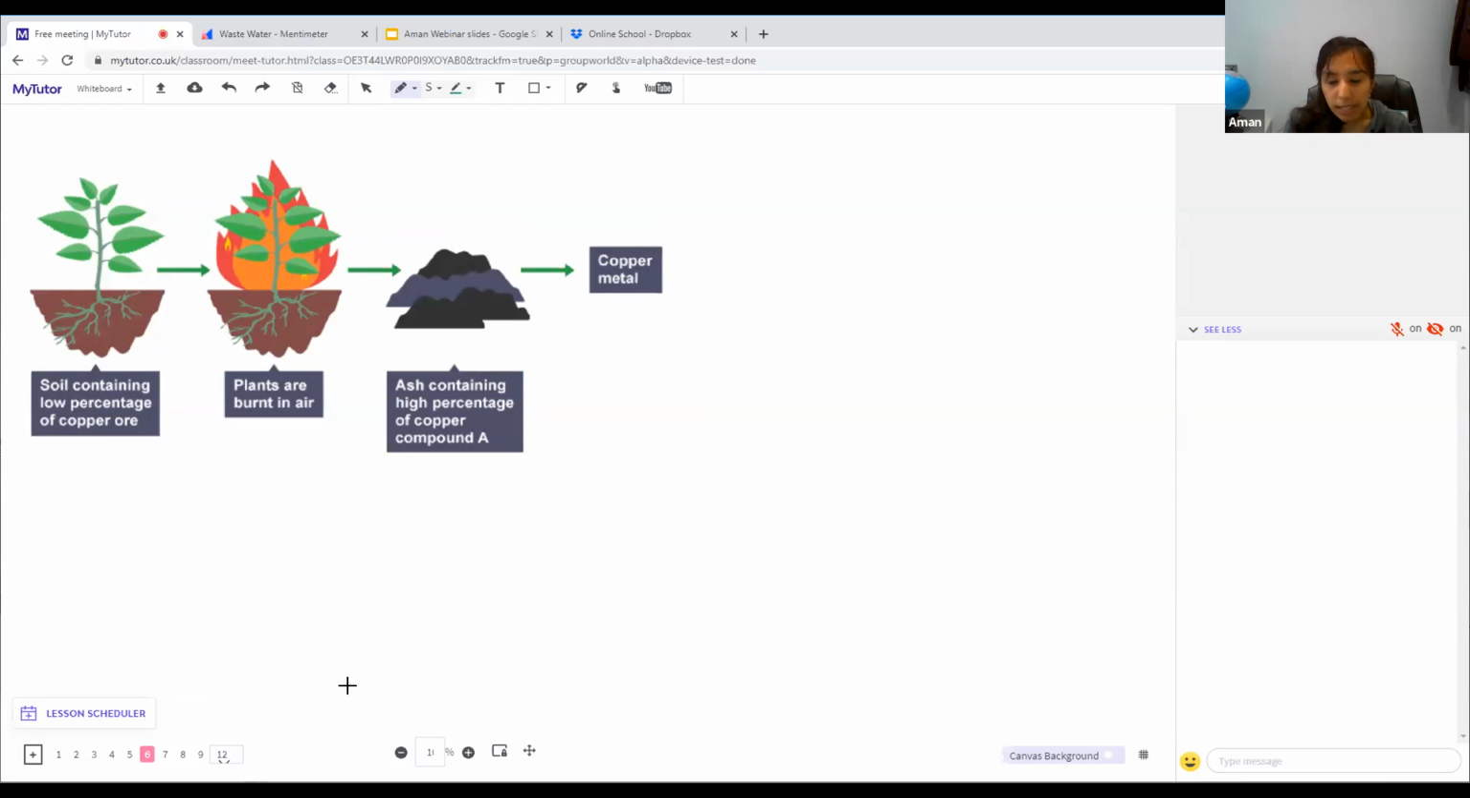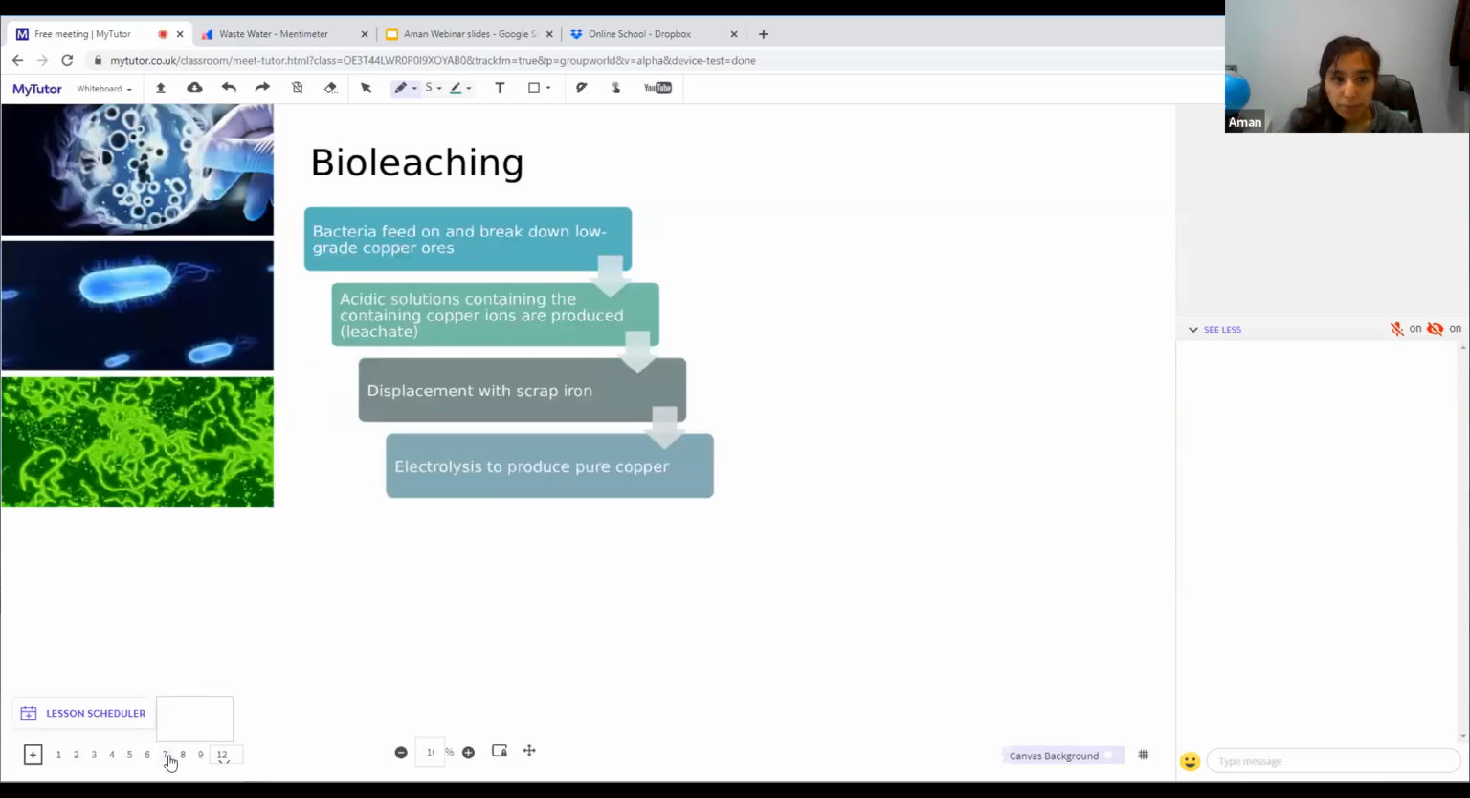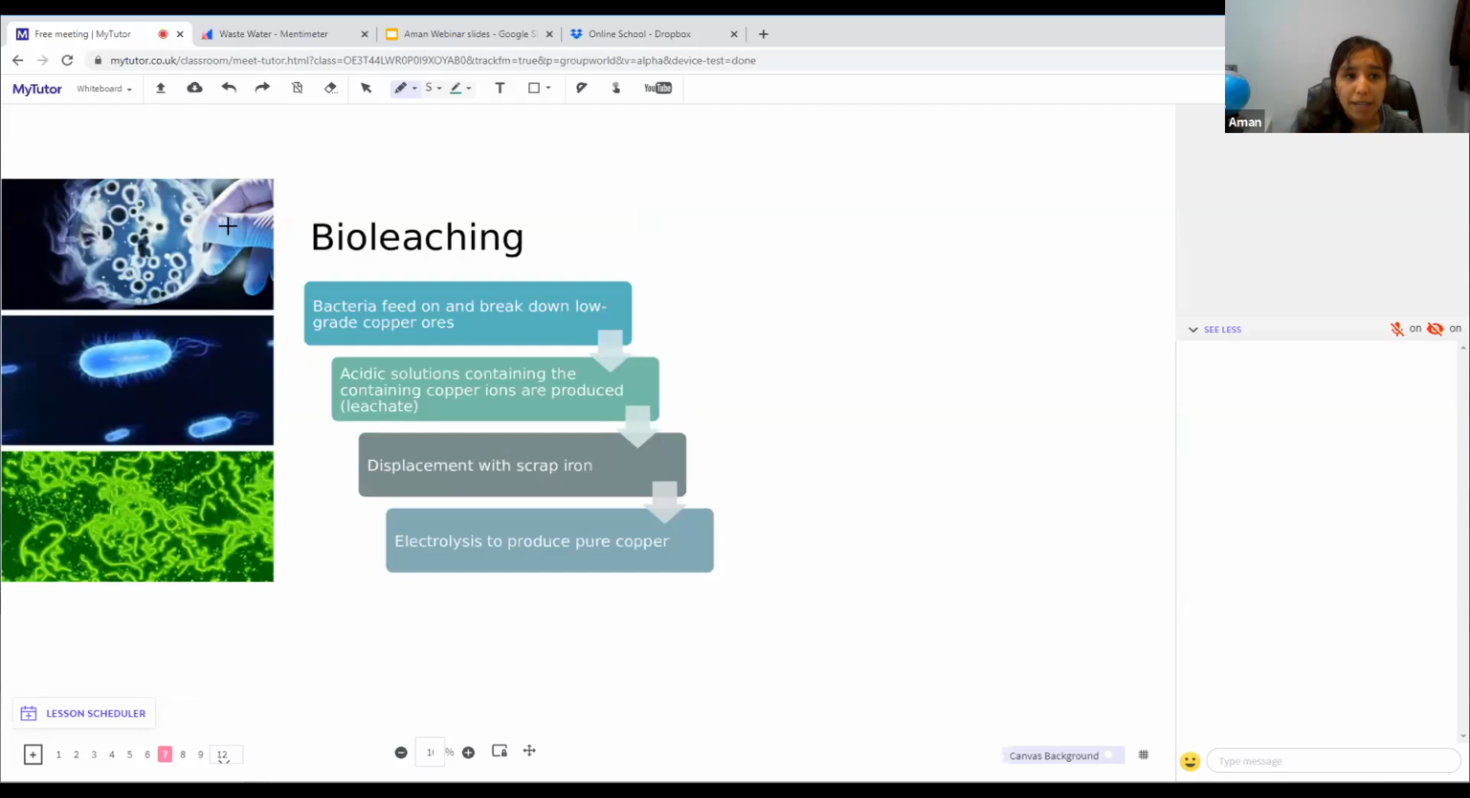The other process, as we said, was bioleaching. Bioleaching involves bacteria. These are just some nice photos of bacteria that I found. Bacteria will actually feed on and break down low-grade ores. So instead of absorbing the copper, they will feed on the ores and break them down. And when they break them down, we get the copper ions.